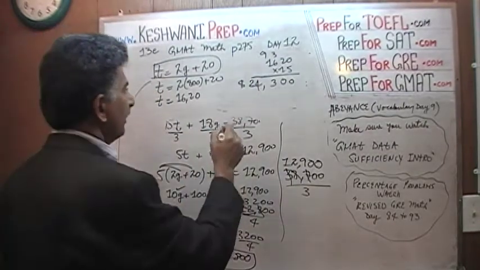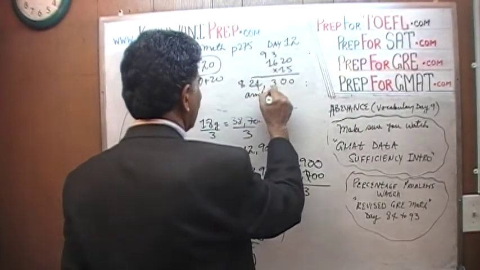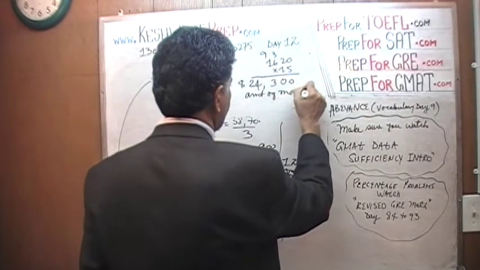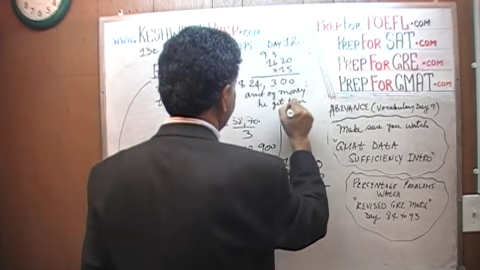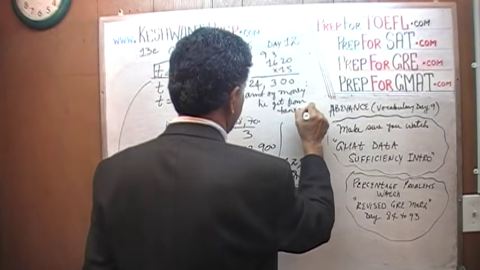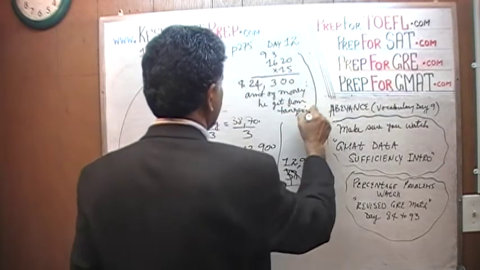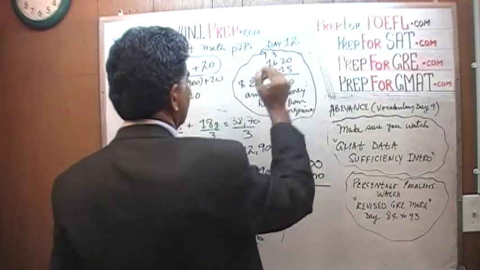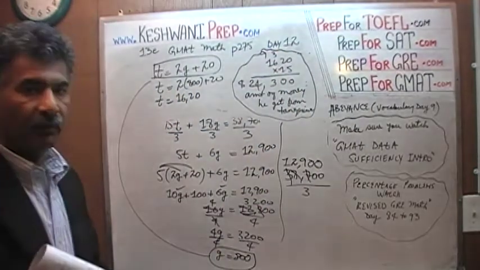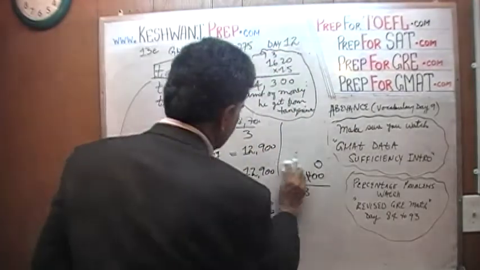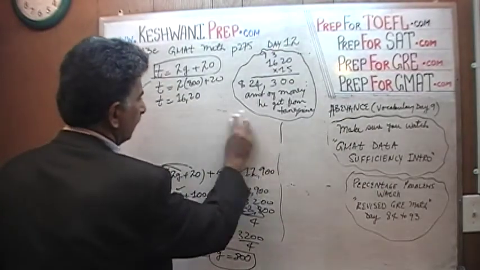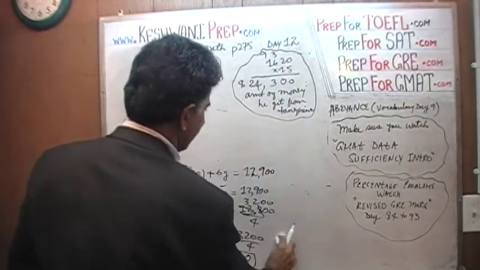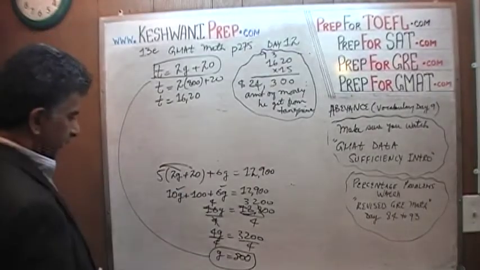24,300 is the amount of money he gets from tangerine. Let's keep it separately here. Now let's find out how much money he gets from oranges. I'm going to erase this part here. How much money does he get from the oranges? How many oranges? Right here.